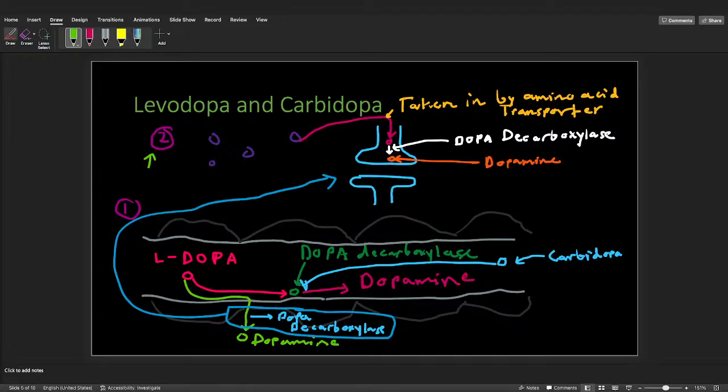So technically, that's what's occurring in this diagram. Carbidopa is basically just blocking that breakdown of levodopa into dopamine inside the blood area before it gets into the brain. So I want to kind of show you that.